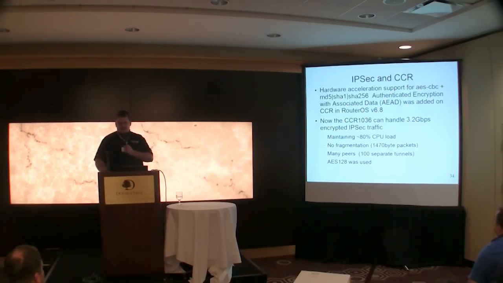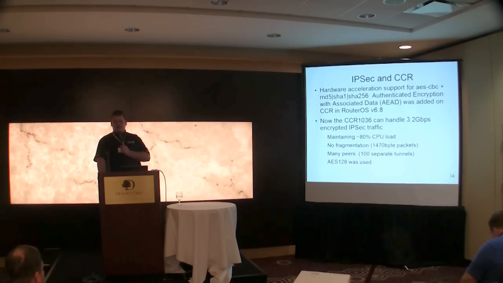IP security and CCR. The good thing is that CCRs have hardware accelerated encryption. Also, we struggled a little bit in the first RouterOS version 6.something, 1 to 7. We got it in 6.8. We finally enabled them. So our test back then showed that CCR36 can handle 3.2 gigs of encrypted IPsec traffic. It showed around 80% CPU load. I used no fragmentation. As I discussed with you, fragmentation is bad for you if you use CCR. And again, if you use CCR, you need more than one peer to get these results.